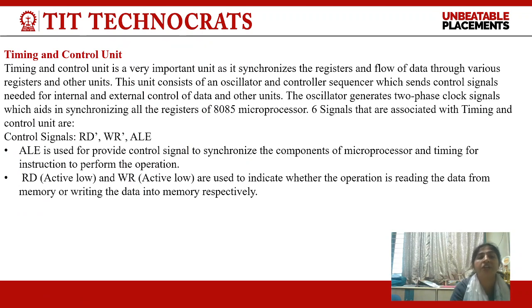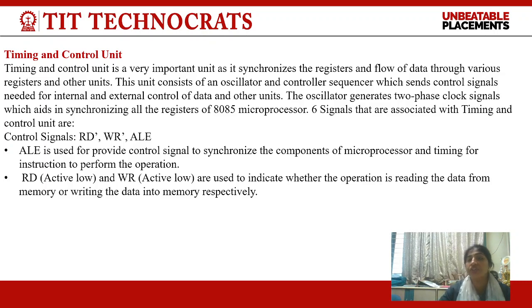Then there is the timing and control unit. The timing and control unit is the most important unit, as it synchronizes the registers and the flow of data through various registers and other units. It consists of an oscillator and a controller sequencer, which send the control signals needed for internal and external control of data from the device itself or other devices.